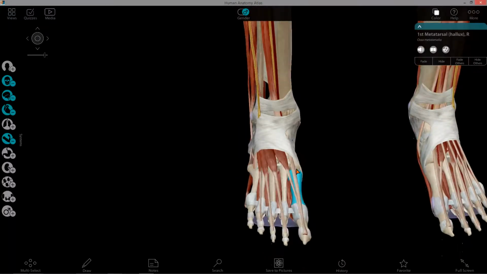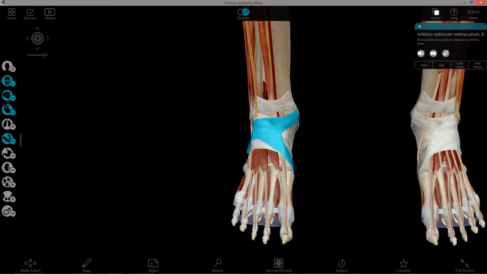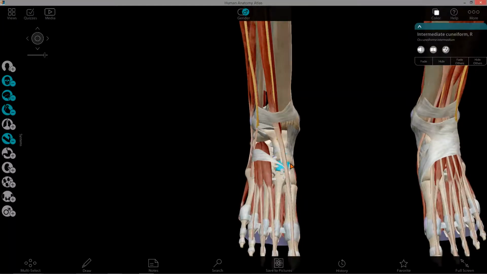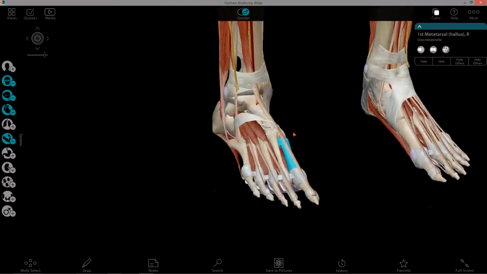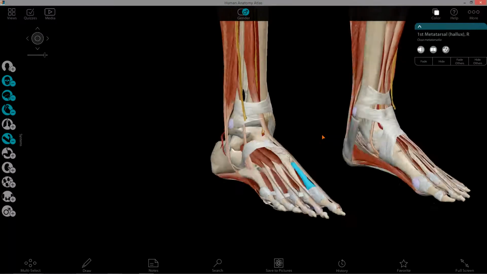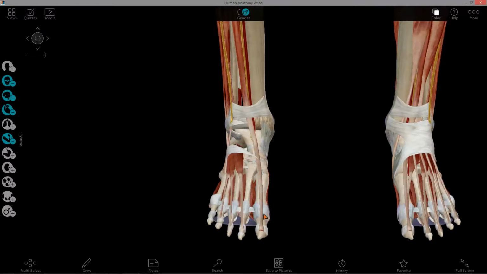So this is the first metatarsal, and I'm going to hide this and hide this. And then this is the medial cuneiform and first metatarsal. And it's going to attach to both of those. And that's how it's going to aid in eversion as it pulls from this direction. Okay?